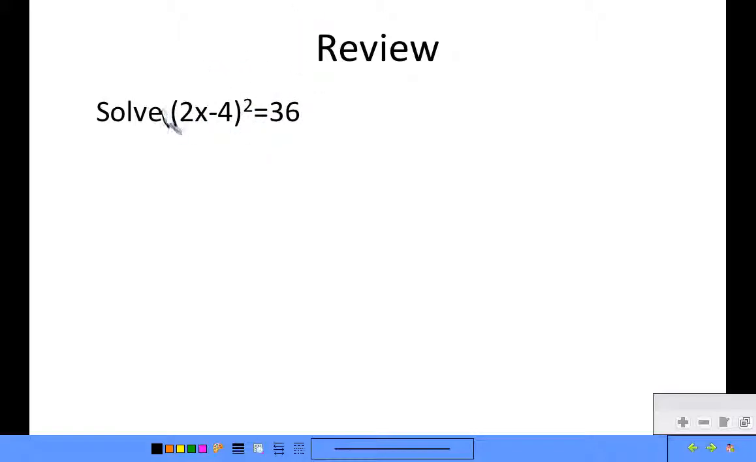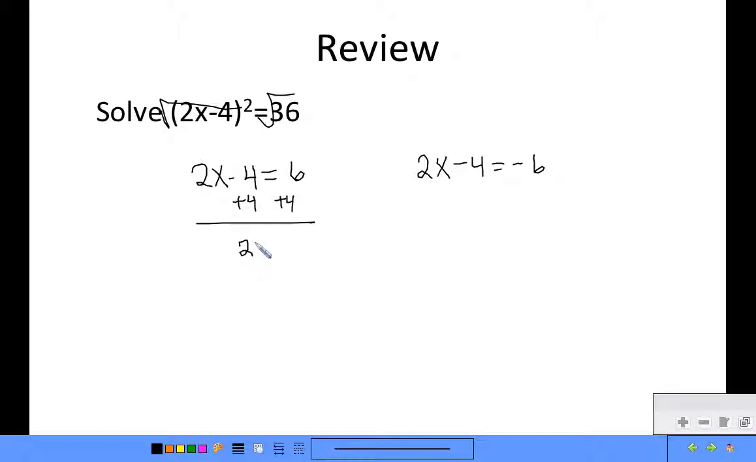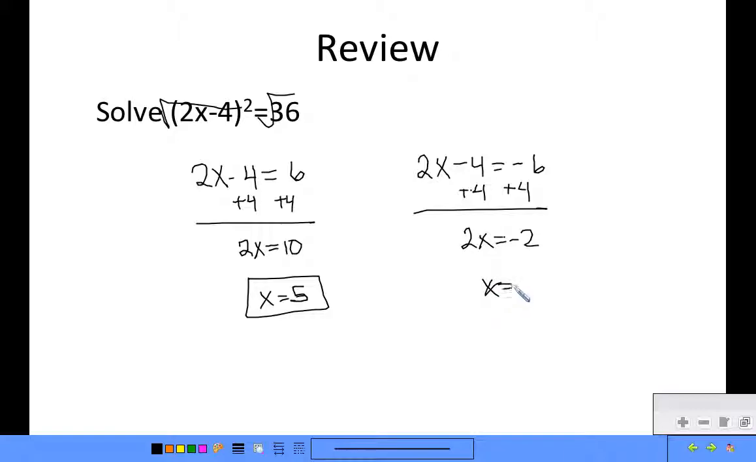So hopefully you guys remember we can take the square root of each side. So we end up with 2x minus 4 equals 6 and 2x minus 4 equals negative 6. And then we just solve for x. So we add 4, 2x equals 10. So on this one, x equals 5. Add 4. So we have 2x equals negative 2, so x equals negative 1.